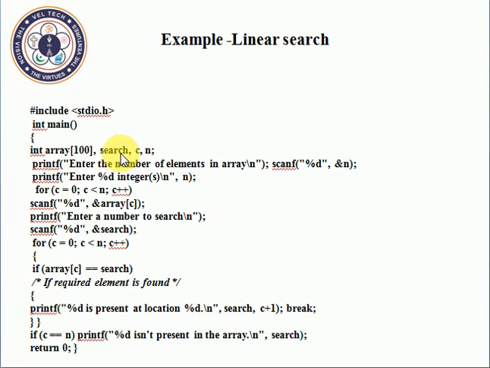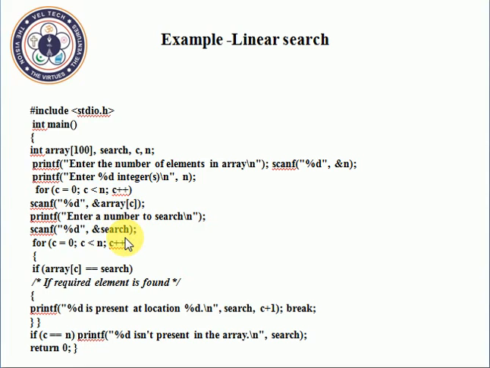And I have declared search as a variable, and c and n as other variables. The search variable is used to search for an element. Next, I have printed the statement, "Enter the number of elements in array," that is, how many elements I want to store in an array. So I have entered my integer value, and by using a loop, I have stored elements in an array.